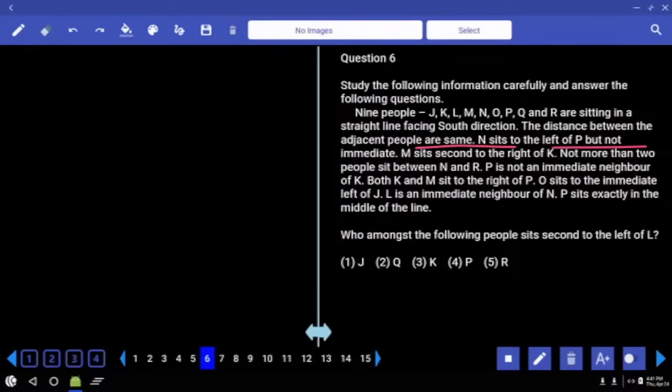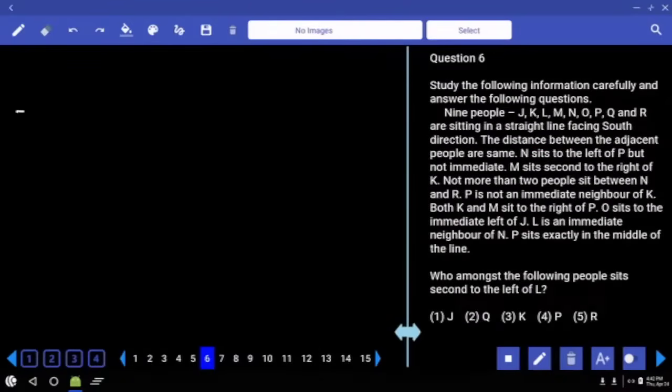And 9 persons are sitting in a straight line facing towards south. No parameter is given, so we try first priority. 1 2 3 4 5 6 7 8 9. Then N sits to the left of P but not immediate. N is to the left of P, but not immediate to each other.